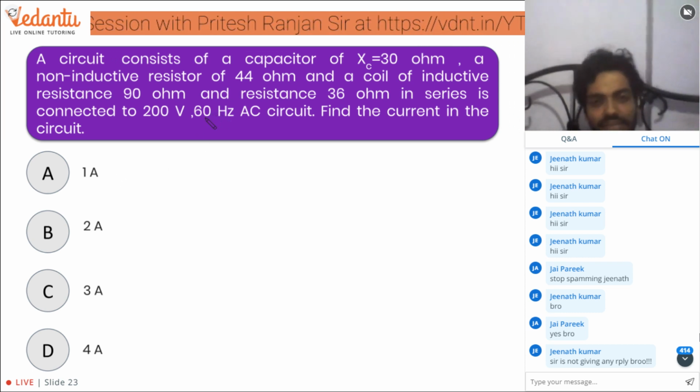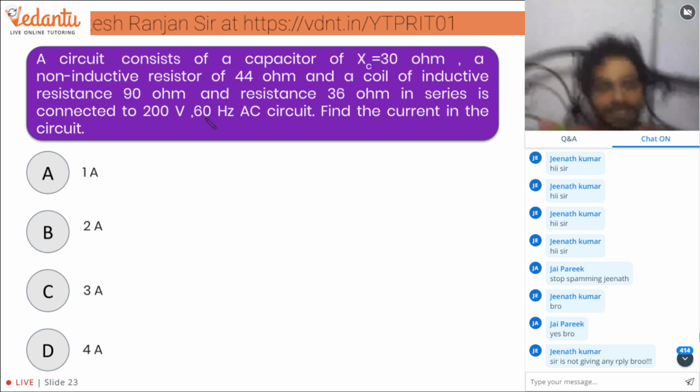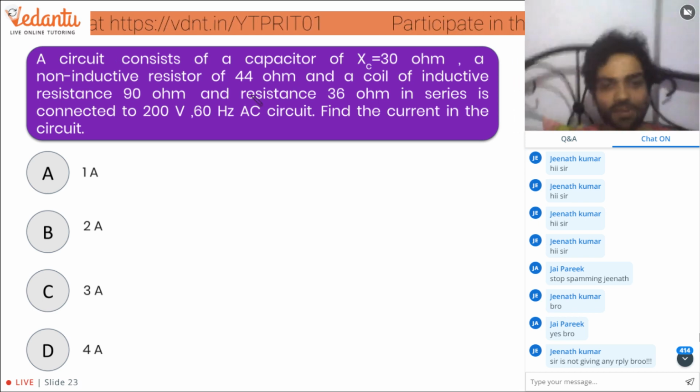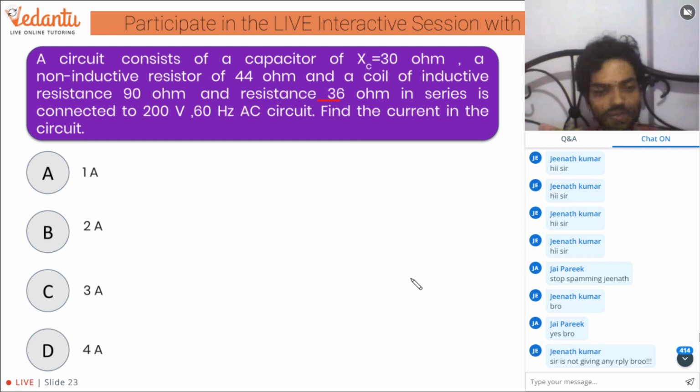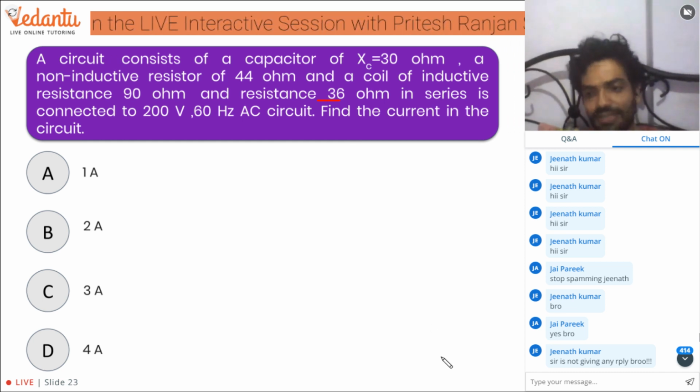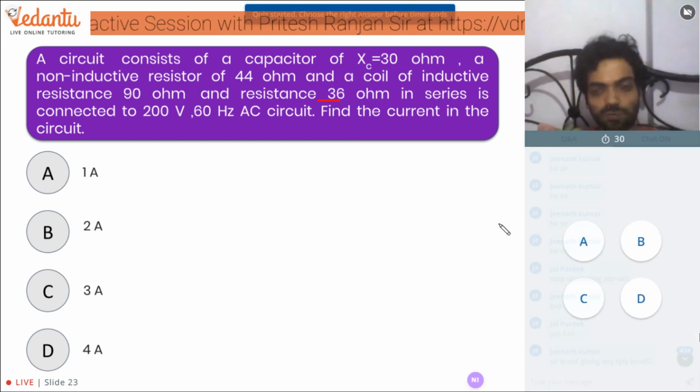So okay guys, let us try to find out the current in the same circuit, whereby we use the same components with little change in the resistance values. So I am starting the quiz. So the timer goes now.